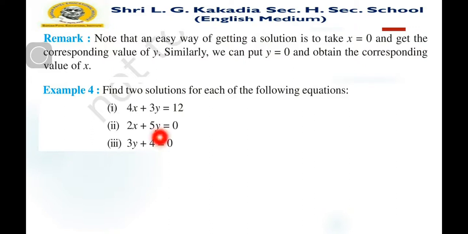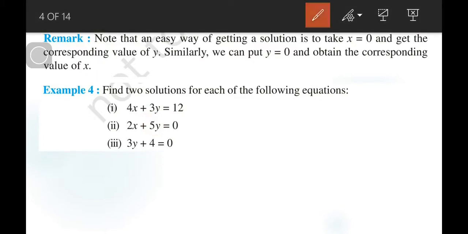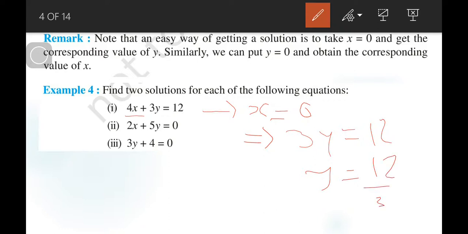In the first equation, if you put x equal to 0, then 3y is equal to 12. Then y is equal to 12 by 3, that is equal to 4. So the corresponding value is y equal to 4 when x is equal to 0.